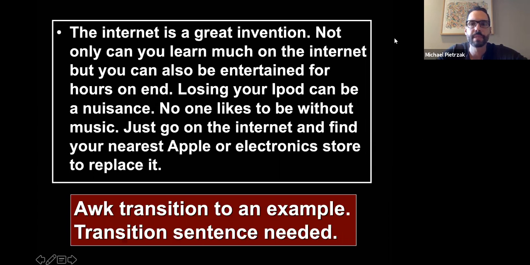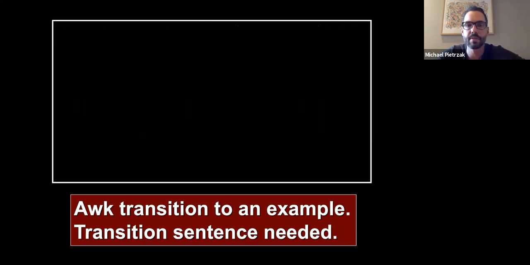Okay, the internet is a great invention. Not only can you learn much on the internet, but you can also be entertained for hours on end. Losing your iPod can be a nuisance. All right, you see what happened there? You broke the flow. There was no transition between the first two sentences and the next sentence. Really weird, right? This is a grammatical, or well, it's a stylistic problem. So we can still talk about the iPod thing, but we need to connect it to the earlier ideas.